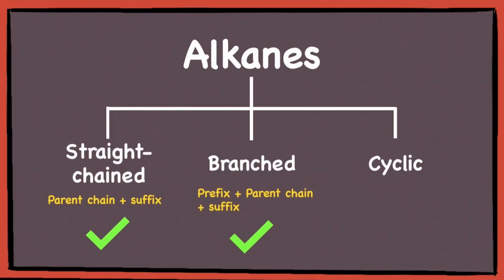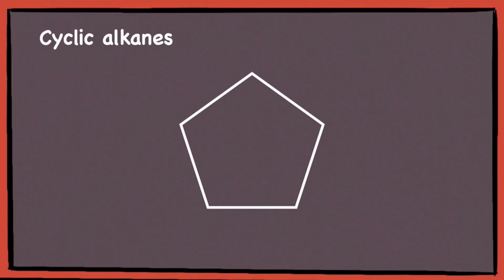For cyclic alkanes, as the word cyclic suggests, they are alkanes which are in an enclosed loop. The naming for cyclic alkanes is a little bit special. We just need to add in cyclo in between the prefix and the parent chain. So for example, for this organic compound, same thing, we still follow the 3 steps. Take note that this is in the skeletal formula.